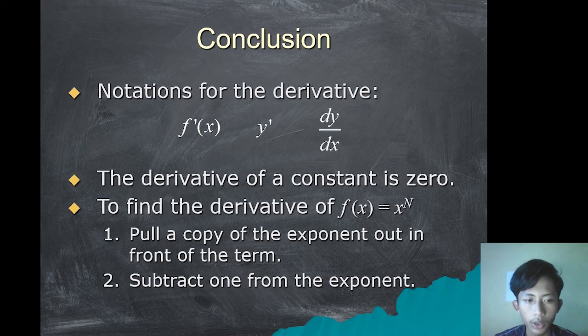And then the conclusion: notation for the derivative is f prime x, y prime, or dy/dx. The derivative of a constant is 0. To find the derivative of f(x) is equal to x to the power of n: 1. Pull a copy of the exponent out in front of the term, and then 2. subtract 1 from the exponent.